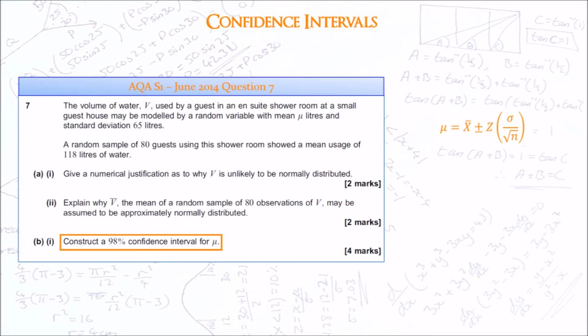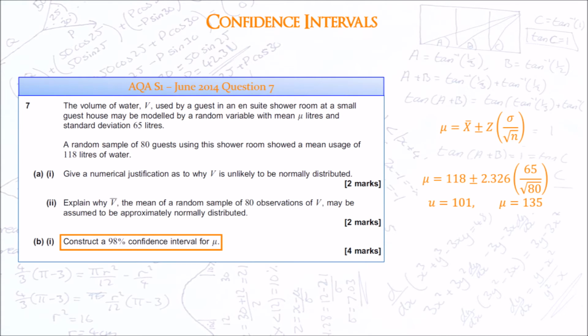So we can see here it's asking us to construct a 98% confidence interval. Now the first thing we do is we go to our calculator and we work out the z values corresponding to a 98% CI. In this case we're going to end up with z is equal to plus or minus 2.326. If we read the question in more depth, we can see that it tells us the sample mean, x bar, is 118. It tells us the standard deviation is 65 and the sample size is 80. So plugging all this in, we get two values of mu out. We get mu is 101 and mu is 135.